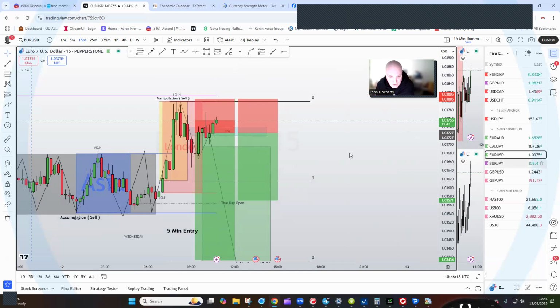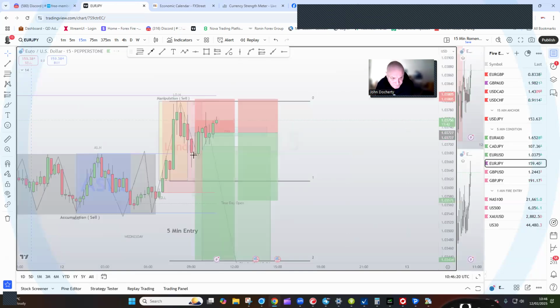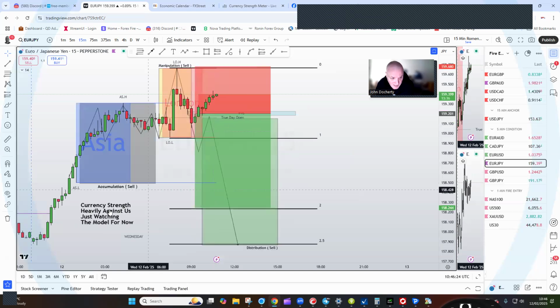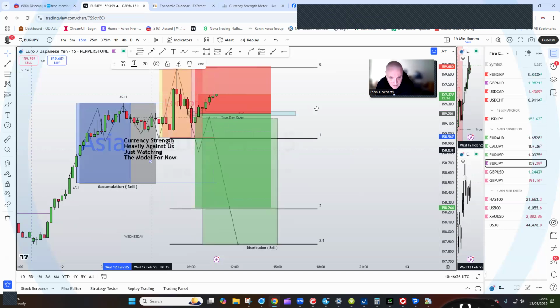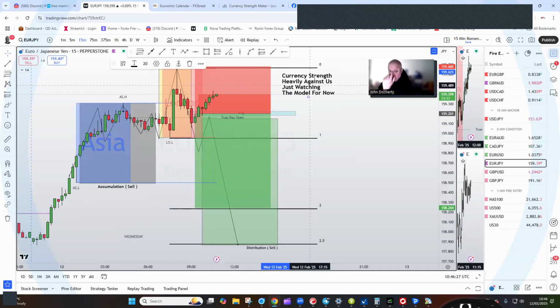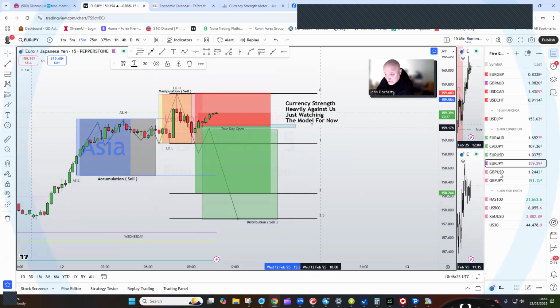We'll see what happens. Euro JPY, again, on this, we are expecting it to go against us simply because the currency strength was heavily against us, but we are just watching this from a model aspect.